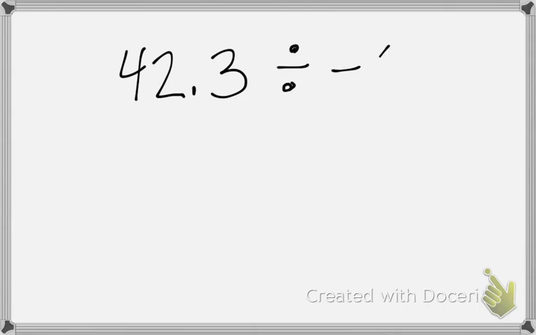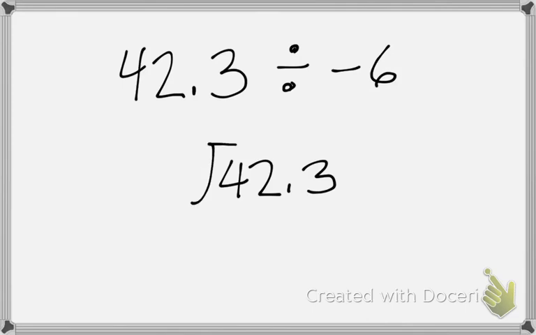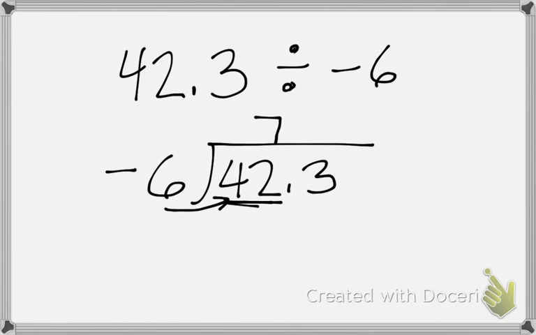Number 2 now is going to be that division, 42.3 divided by -6. I'm going to rewrite the problem this way. And I need to start off by looking at 6 does not go into 4, but it does go into 42, and it goes into 42 7 times. I'm careful to make sure that I keep it lined up. The 7 needs to go over the 2 because 6 went into 42. I didn't have anything left over.